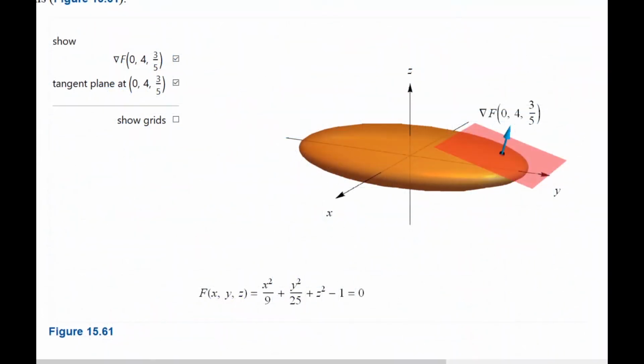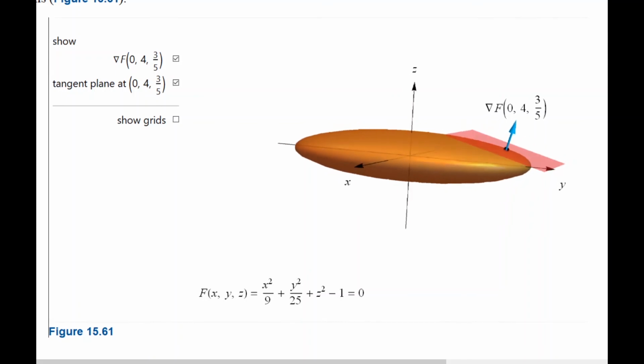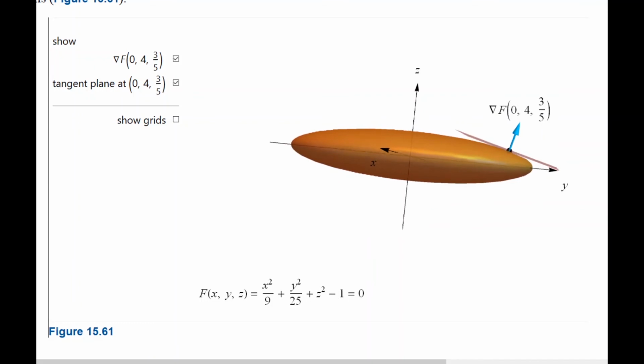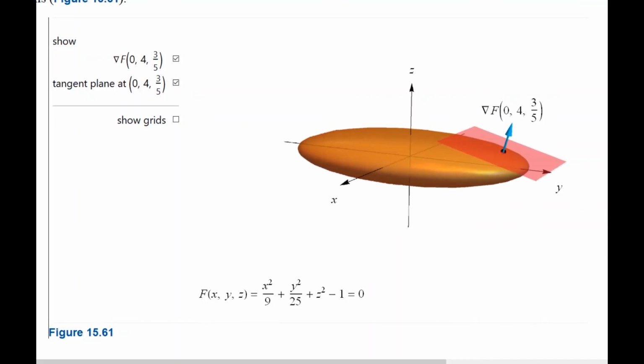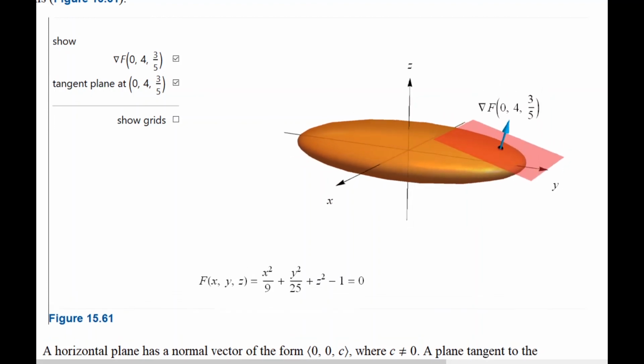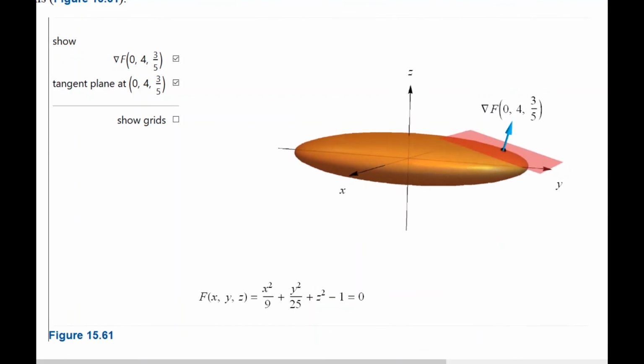So what you're seeing here is the tangent plane in red that we just computed for our function, okay, the ellipsoid. And you could see that it is indeed tangent to the surface, okay. Look at that, it's a plane and it's tangent to that surface. The gradient gave us the normal vector there, and the point that we're using to describe the plane is the point 0, 4, 3/5. So we have our normal vector, we have our point, and this gives us then the actual plane, okay, and it is indeed tangent to the ellipsoid.